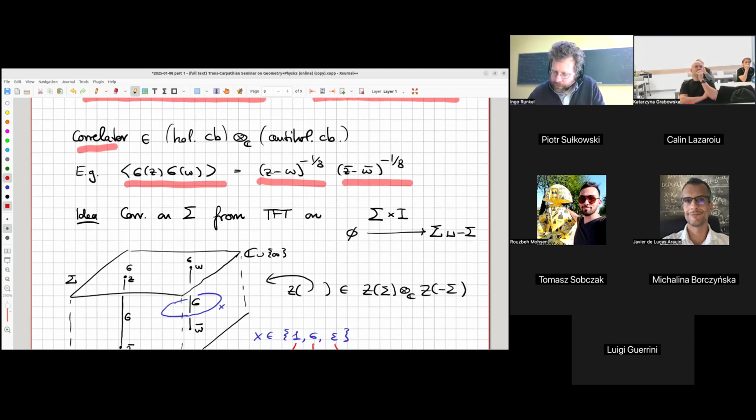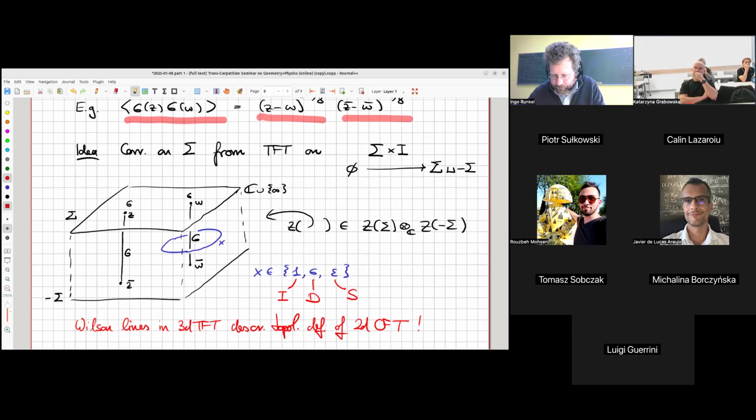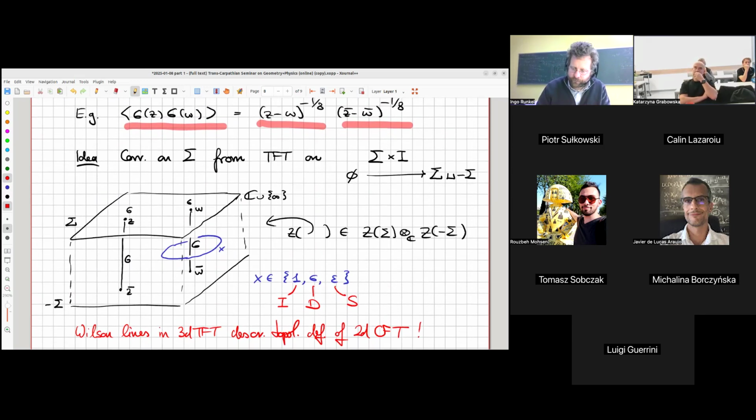The way you model this with TFT is, I'll just show the picture. For this 2-point function, you take your surface, you multiply the surface times an interval, and then you get a 3-manifold with 2 boundaries, sigma and minus sigma, orientation reversed. And then the marked points, which is where the field lives, you link them by the corresponding Wilson line.